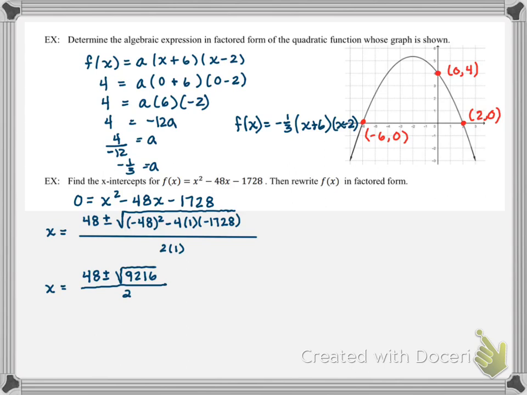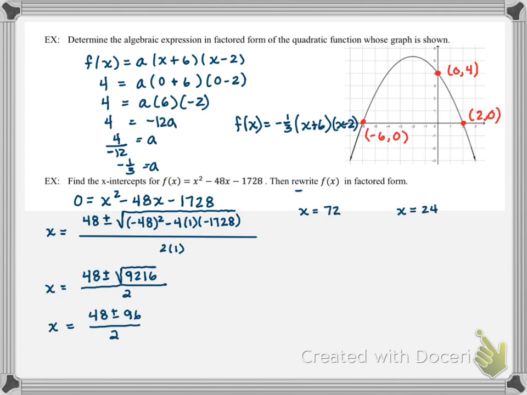Excellent. So what's the square root of 9,216? 96. So we have 48 plus or minus 96 over 2. So then we're going to get 2 answers, right? We'll do 48 plus 96 and divide that by 2. And then we'll do 48 minus 96 and divide that by 2. So what'd you say? 72. Excellent.